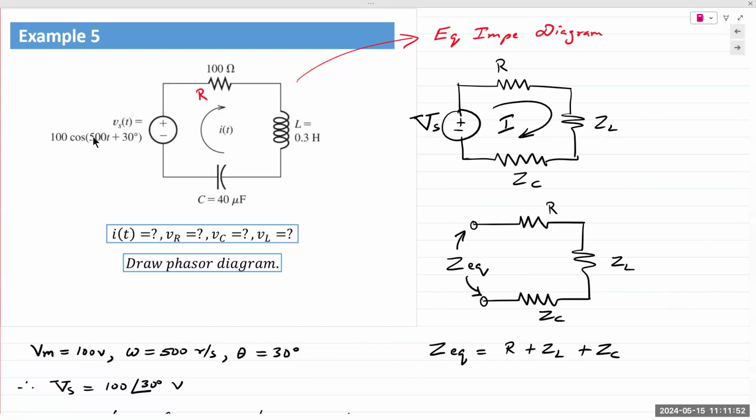The first thing I always tell students to do for AC analysis or an AC circuit is to draw out the equivalent impedance diagram. Okay. So you draw out the equivalent impedance diagram, meaning you replace every single component with its equivalent impedance. And that circuit is drawn right here. Okay, the equivalent impedance diagram.